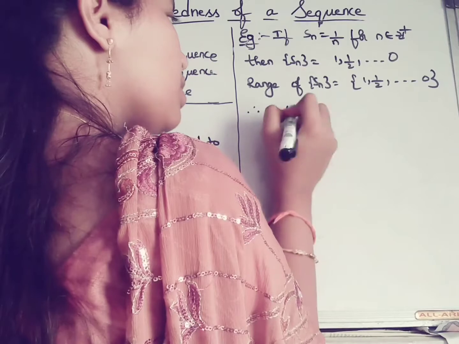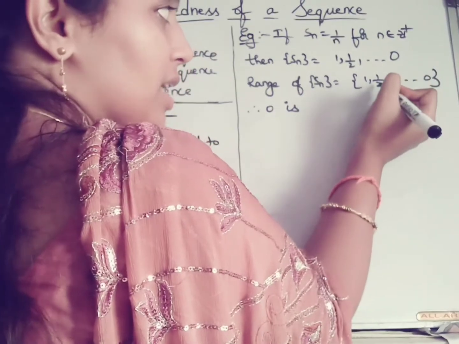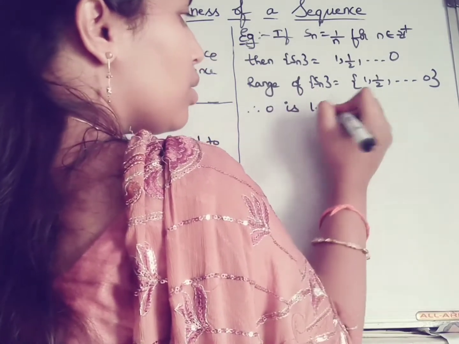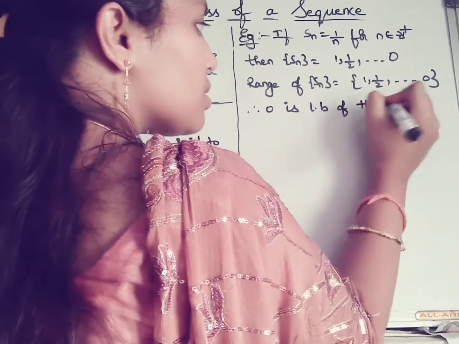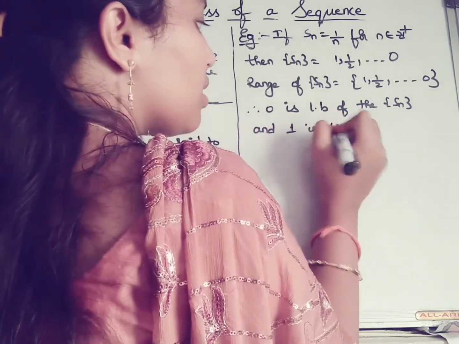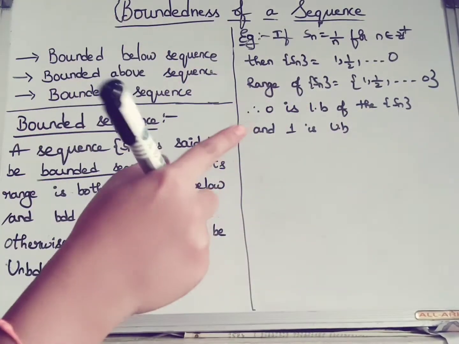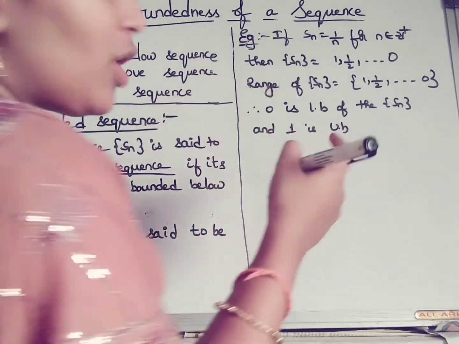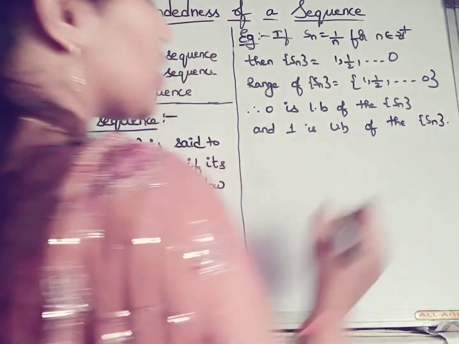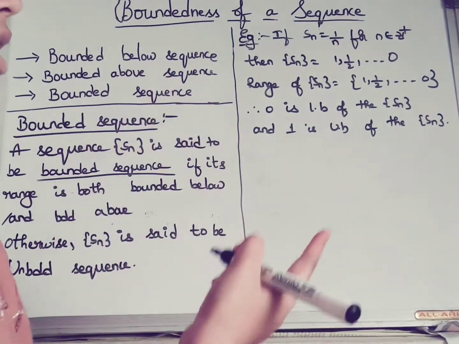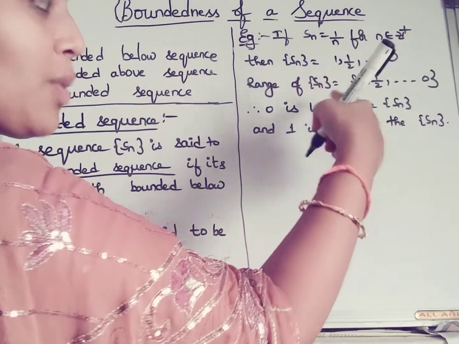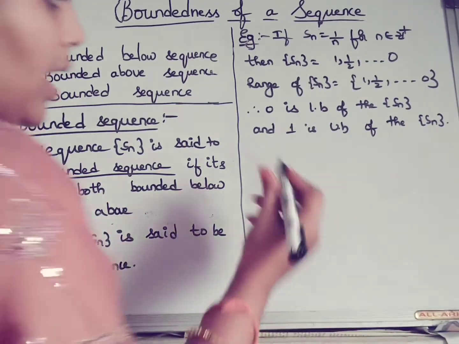Here, 0 is the least among all those terms in this sequence. So 0 is the lower bound of sequence Sn. Next, 1 is the greatest one among all those terms in the sequence. So we can write 1 is the upper bound of the sequence. Now we found the least one as well as the greatest one, so we can write the sequence is bounded below and the sequence is bounded above.